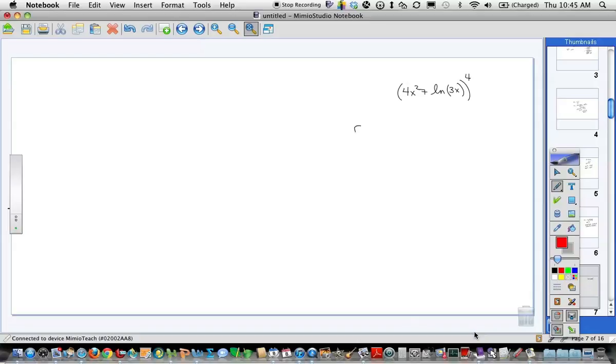So we'll start here with what? Bring the 4 down in front. This is really the power rule, isn't it? It's something to the 4th power. The outer function here is the 4th power function. If you had to write the outer function, you'd say this is x to the 4th, or something to the 4th. That's what this function is. All right, so we'll bring the 4 down in front. We always leave the inside alone.